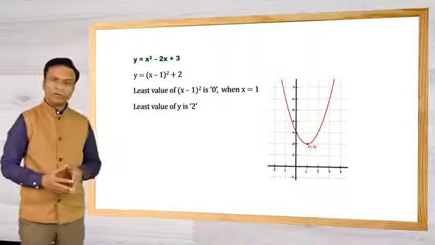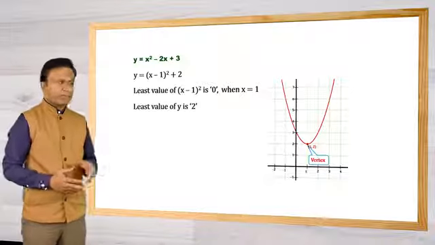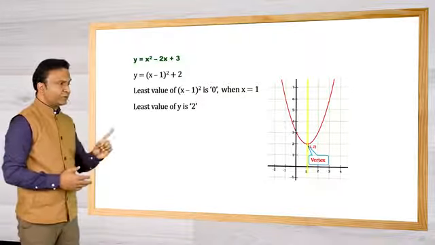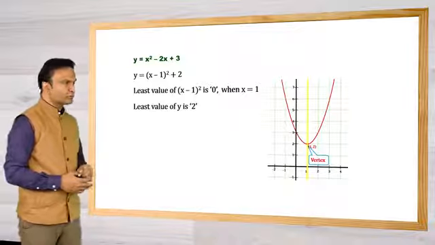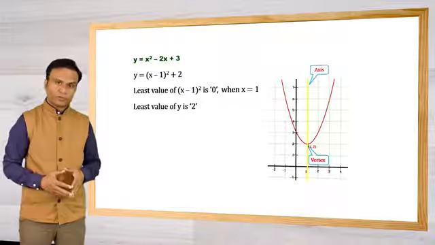Here (1, 2) is the vertex of the parabola. We can see that the graph is symmetrical about the line x = 1. So x = 1 is the axis of the parabola.